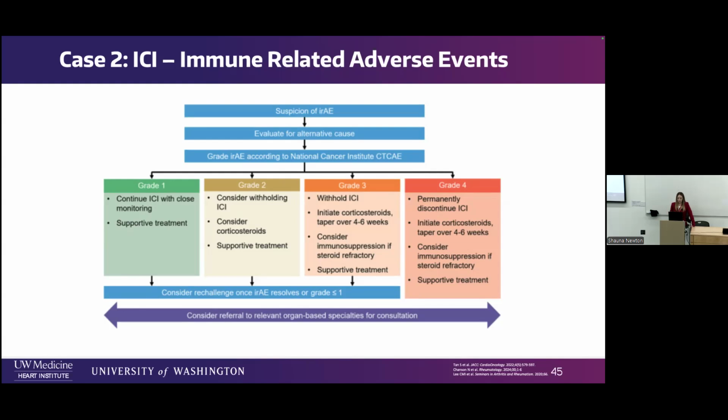Grade 1 would be any patient with asymptomatic or mild symptoms. Grade 2 is moderate symptoms. Grade 3 is severe, and grade 4 is life-threatening. In grade 3 or 4 toxicities, you're supposed to withhold or permanently discontinue the immune checkpoint inhibitor. She's already off hers. Then initiate corticosteroids for treatment. If they have refractory symptoms, you're supposed to consider immunosuppression, as was done in this case. There are a variety of different immunosuppression regimens, mainly driven by rheumatology for treatment of vasculitis.